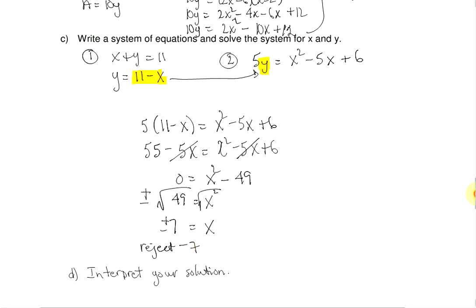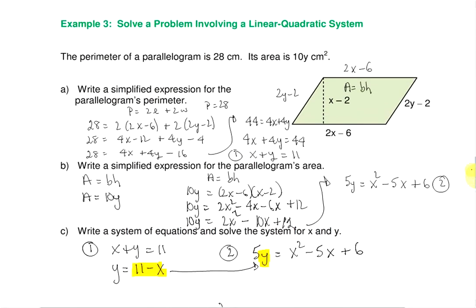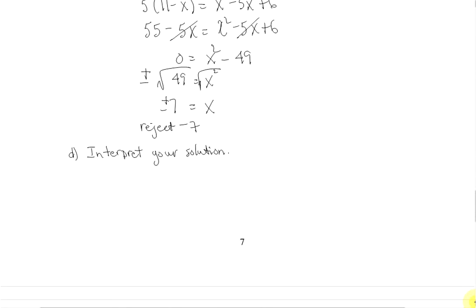One of the reasons is because if I go up here, and if I was going to plug negative 7 into this expression, I would get a negative height, which we can't have, right? Because negative 7 minus 2 equals negative 9. And you can't have a negative height. And if I plugged it into here too, I would get negative 14 minus 6, which is negative 20. And I can't have a negative length either, so we don't want to choose negative 7. So x then is equal to 7.